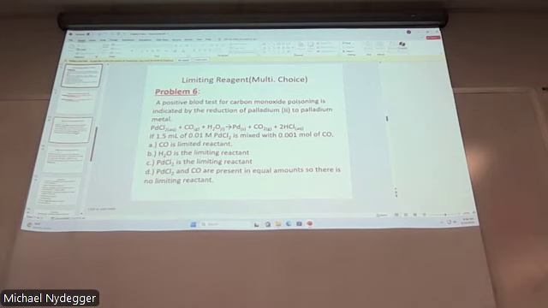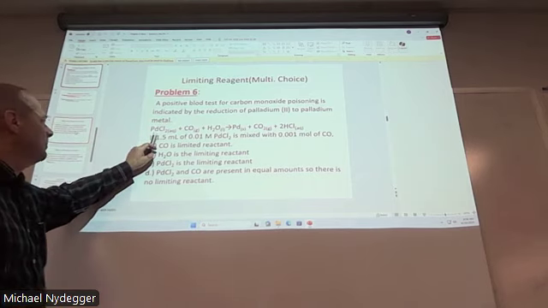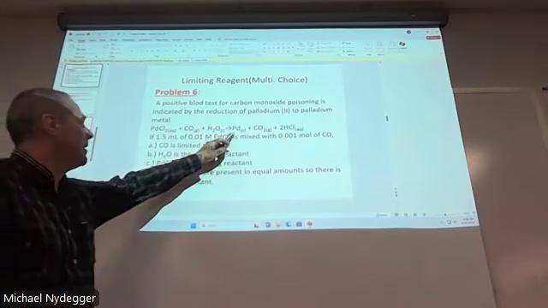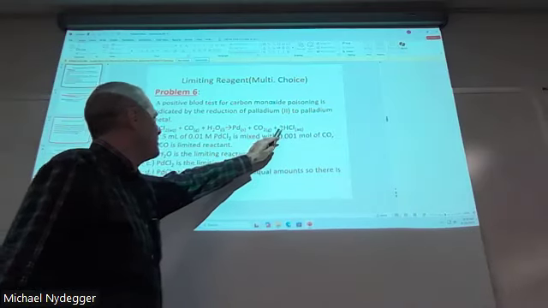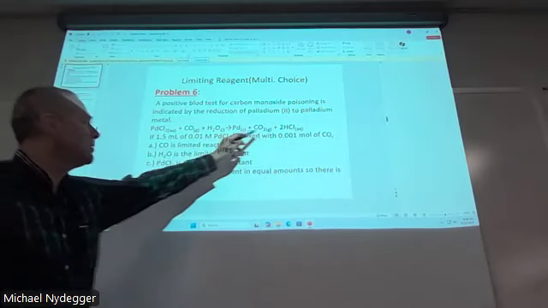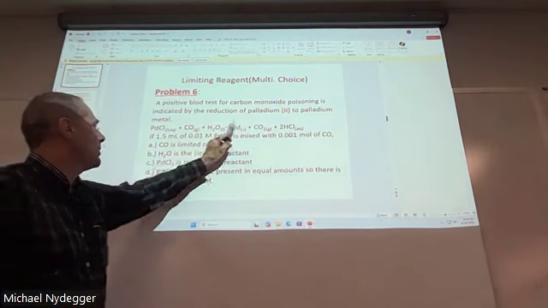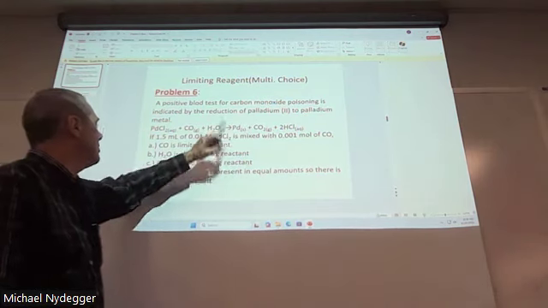So a positive blood test for carbon monoxide poisoning is indicated by the reduction of palladium 2 to palladium metal. Here's palladium 2 going to palladium metal. It looks like it's balanced because we have a 2 there, so it's 2 chlorides, 1 carbon, 2 oxygens, 2 oxygens. Okay, so we're good.